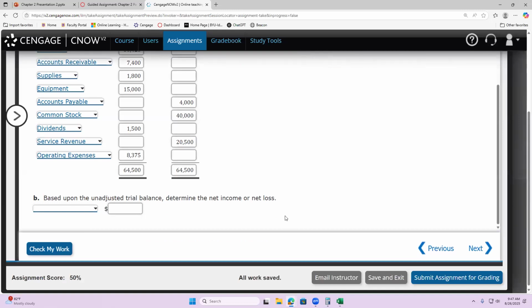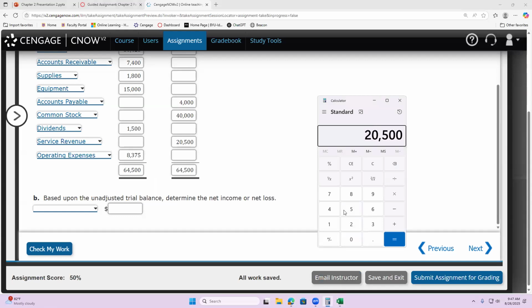All right. Based upon the unadjusted trial balance, determine the net income or net loss. How could we use this information to know what our net income or net loss is? What is net income? What you've made. And mathematically, what is it? Revenue minus expenses, right? So we can just look at our revenue minus our expenses, and that will give us the net income. So we had a revenue of 20,500. We had expenses of 8,375. So our net income is $12,125.